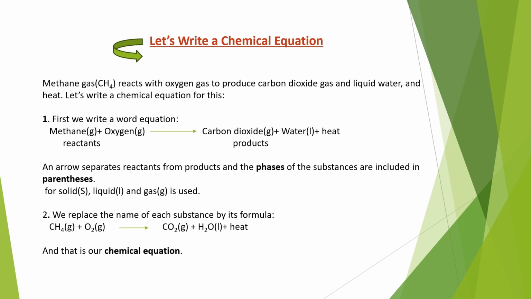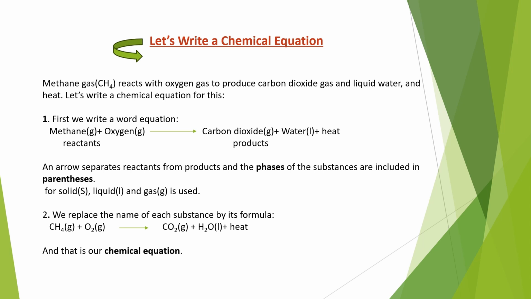Let's write a chemical equation. Methane gas CH4 reacts with oxygen gas to produce carbon dioxide gas, liquid water and heat. Let's write a chemical equation for this. First, we write a word equation. Methane gas plus oxygen gas, arrow, carbon dioxide gas plus water liquid plus heat.